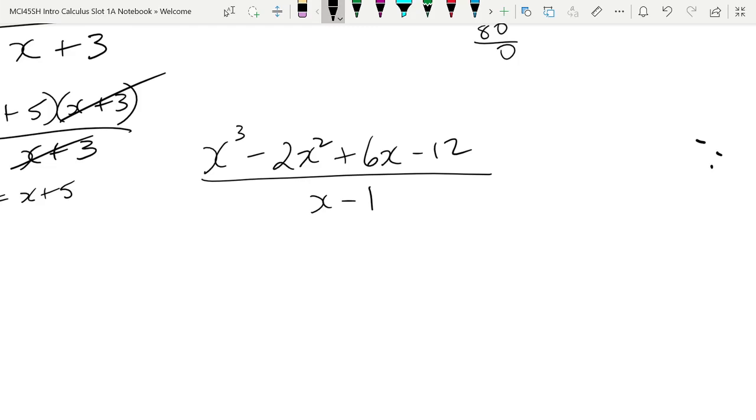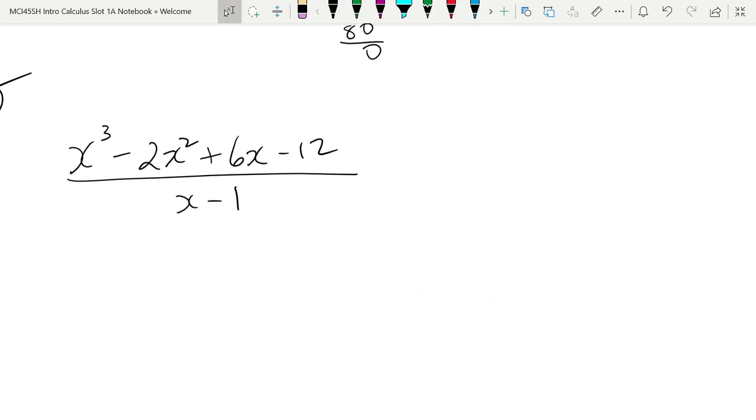I need a different strategy than factoring. So I'm going to long divide. Just the same way I long divided with numbers, I can long divide with algebra. So long division with algebra looks like this. Start by basically writing it out the same way. You put x minus 1 here, the thing you're dividing by, and underneath the brackets, the thing you're dividing into.